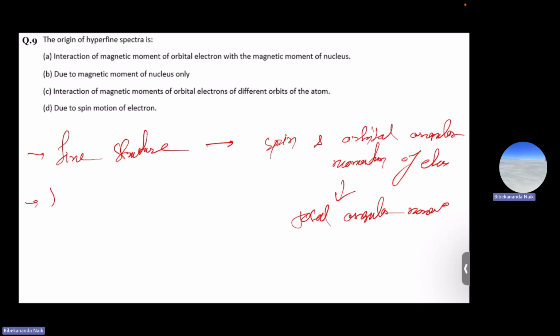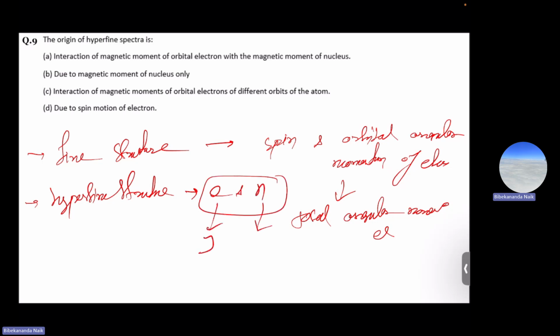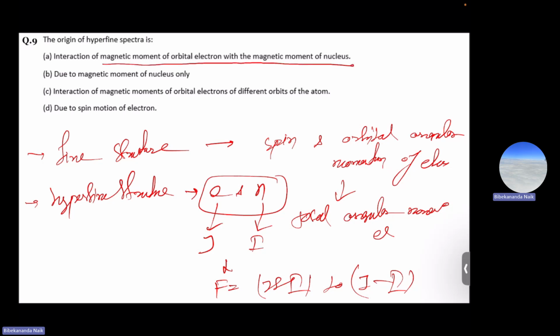Now this is hyperfine structure, and hyperfine structure is due to the interaction between the total angular momentum of the electron and the total angular momentum of the nucleus. So it is electron and nucleus, J and I, which gives rise to F, which is J plus I to J minus I, like for LS coupling. So here the correct option will be option A, interaction of magnetic moment of orbital electron and magnetic moment of nucleus.